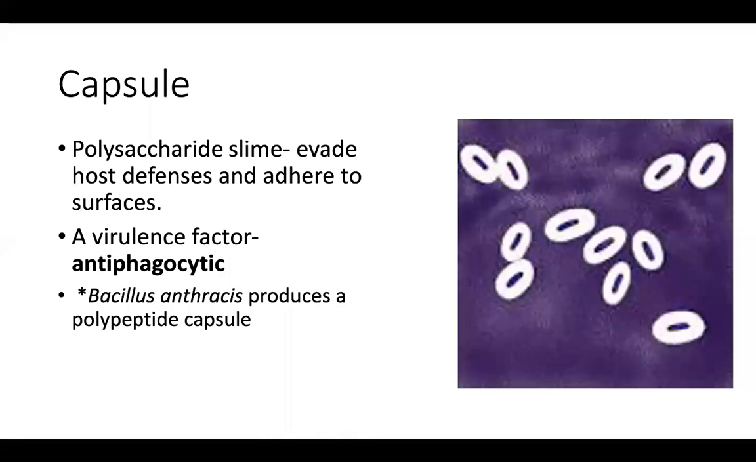So it's also a virulence factor, so it's antiphagocytic. We've already explained that. Now, some bacteria have a polypeptide capsule. An example is Bacillus anthracis, which is a causative agent for anthrax.